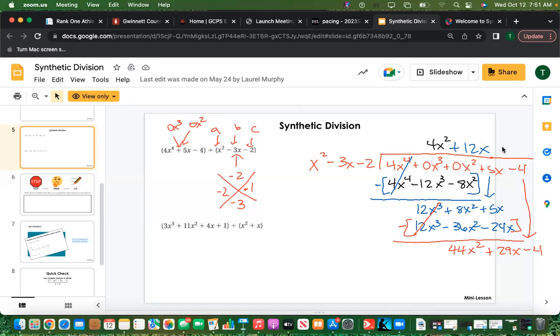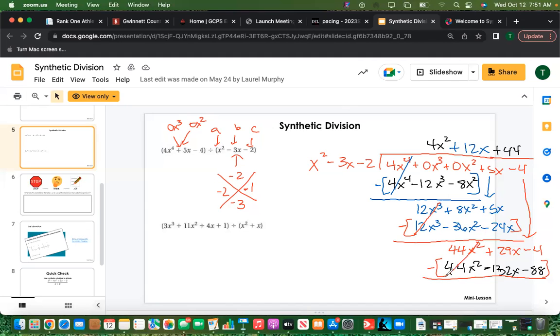Again, we're going to repeat that process. What times x squared will give us 44x squared? And that's going to be 44. 44 times everything on the outside is going to give us 44x squared. 44 times negative 3 is going to give us negative 132x. 44 times negative 2 is going to give us negative 88. We're going to change our sign, draw our line.